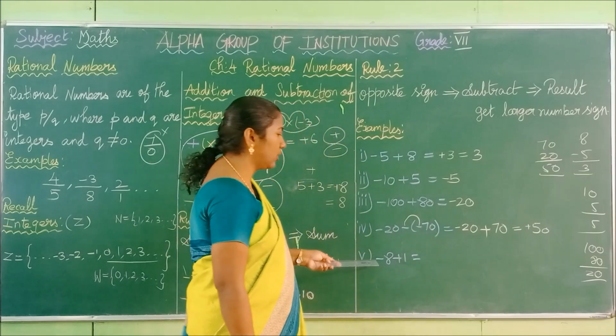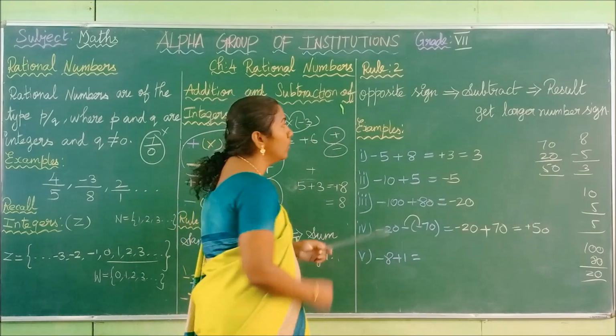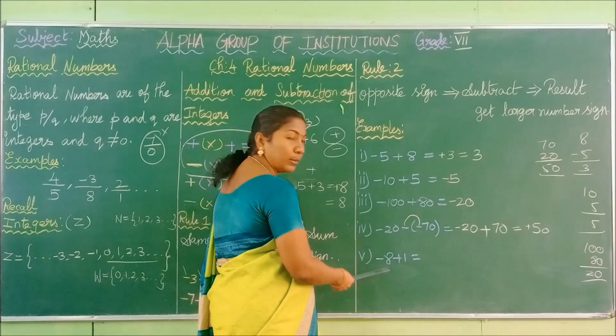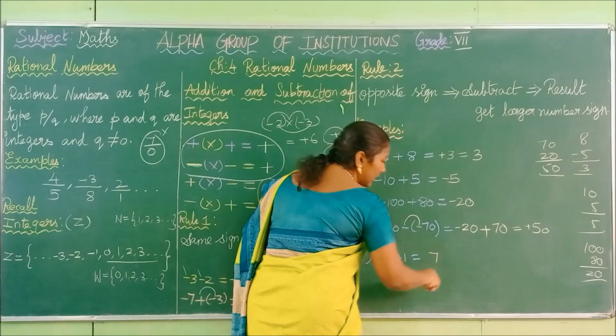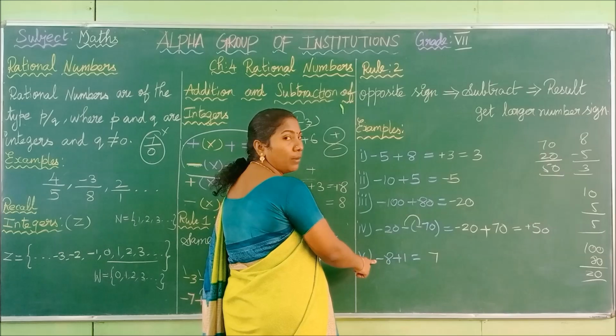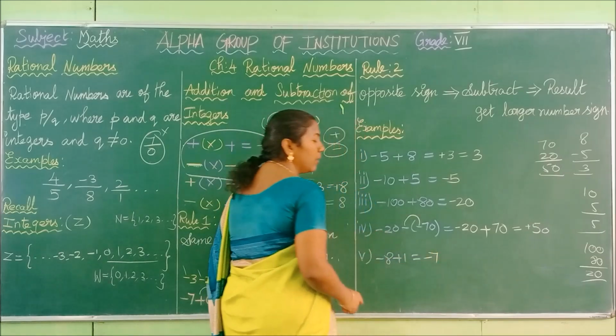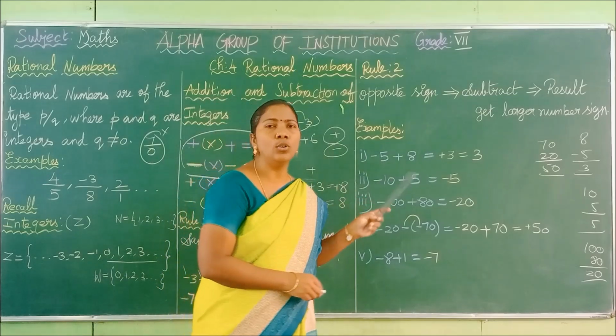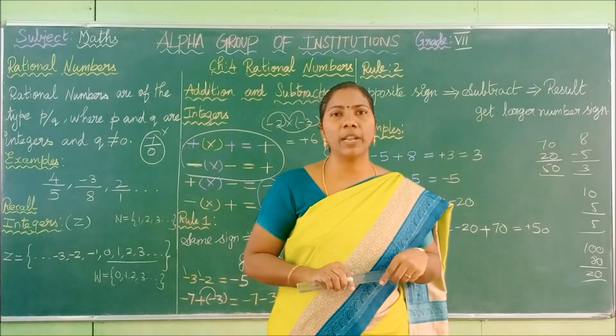Okay, see the next one, minus 8 plus 1. As per rule 2, opposite side means subtract. Subtract the smaller number from the larger number. So what is your answer? 7. What is the symbol for the larger number? Minus. So our answer is minus 7. I hope you understand both rule 1 and rule 2 for addition and subtraction of integers.